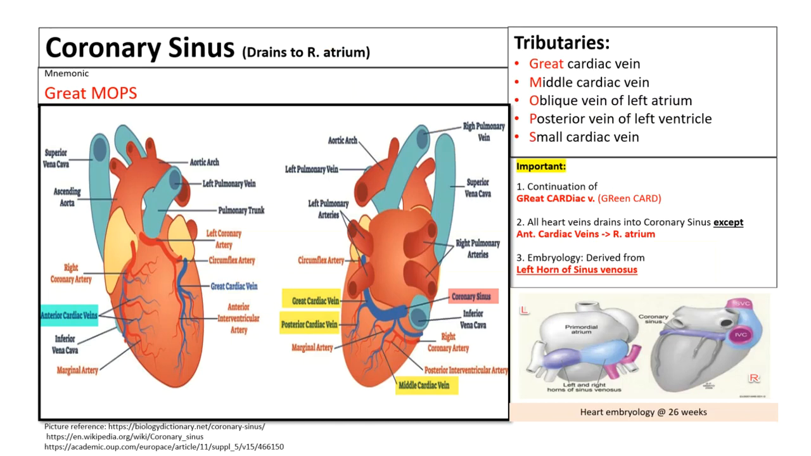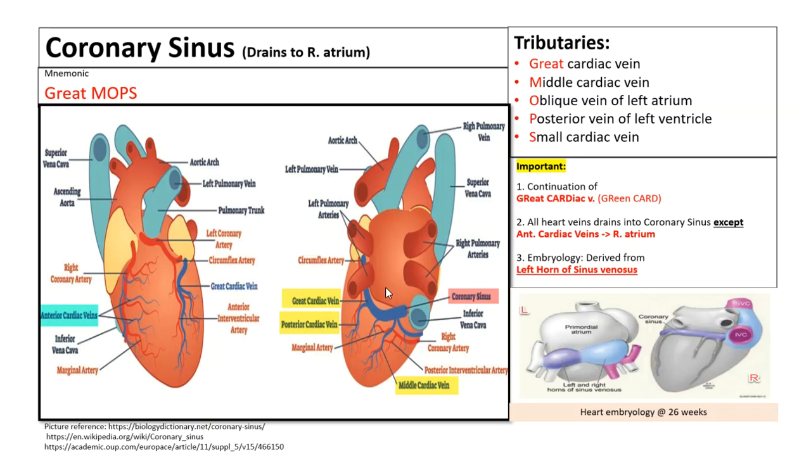Alright, let's start with coronary sinus. So coronary sinus is a collection of veins that join together to form a large vessel. It collects blood from the heart muscles, myocardium, and it delivers the deoxygenated blood to the right atrium, like superior vena cava and inferior vena cava. So coronary sinus starts at the junction of great cardiac vein and the oblique vein of the left atrium.